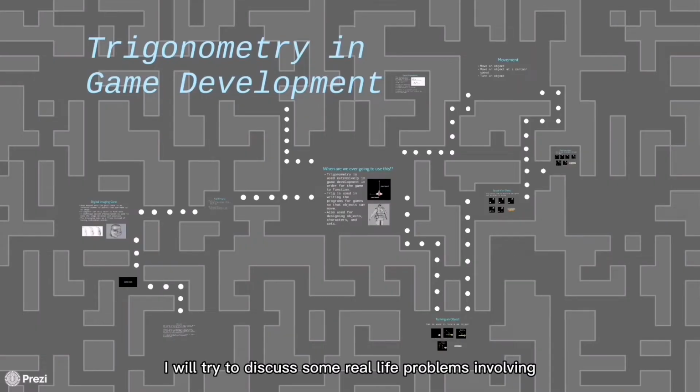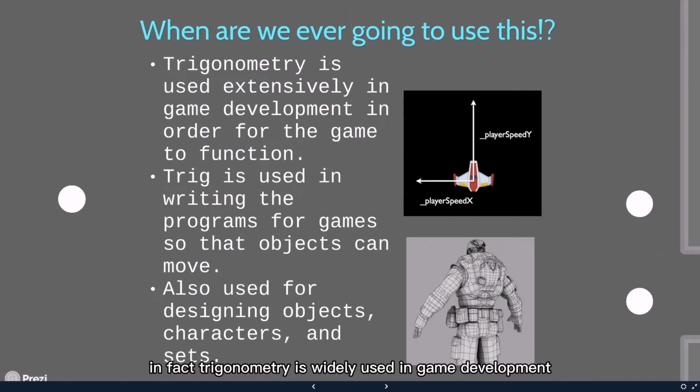Today's video, I will try to discuss some real-life problems involving trigonometric ratios. But for this video, I would like to emphasize that I will be focusing more on trigonometry in game development. In fact, trigonometry is widely used in game development to ensure the game's functionality. It is used in the creation of game programs that allow objects to move. It is also used to create objects, characters, and sets.